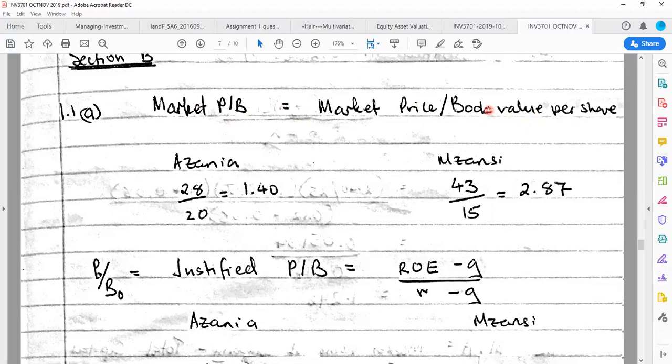So we have a market price to book and we have a justified price to book. Remember, a justified price to book is also known as a price to book calculated based on forecasted fundamentals. The formula for the market price to book is simply our market price divided by the book value per share. So we can simply take the market price for each company divided by its corresponding book value per share. We get 1.4, that's for Azania. And then for Mzansi, we take the market price divided by the book value per share, and we get 2.87, right? So these are the market price to book values.